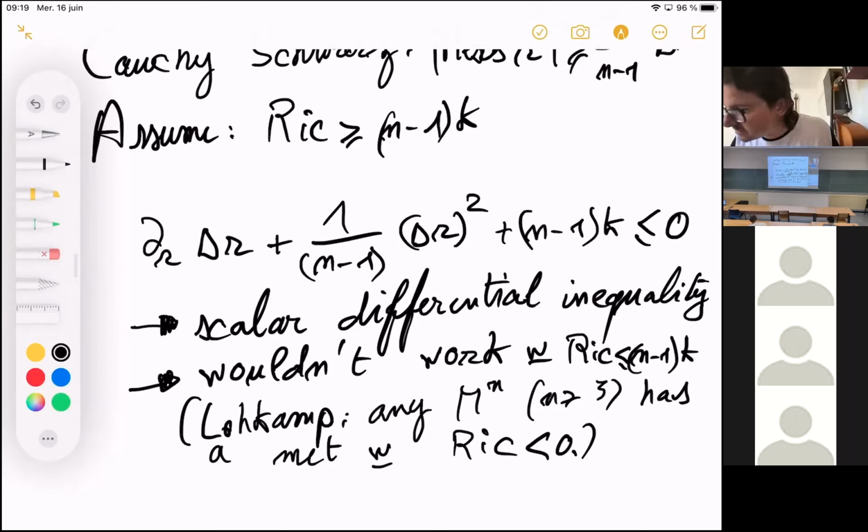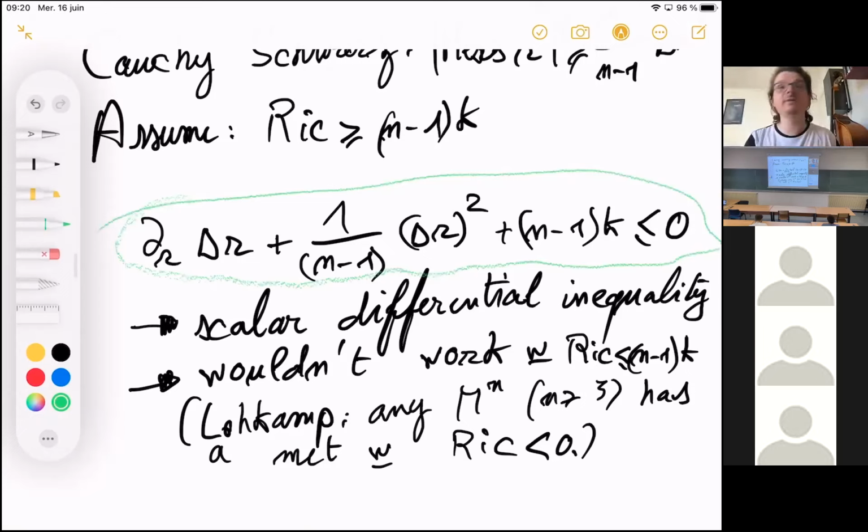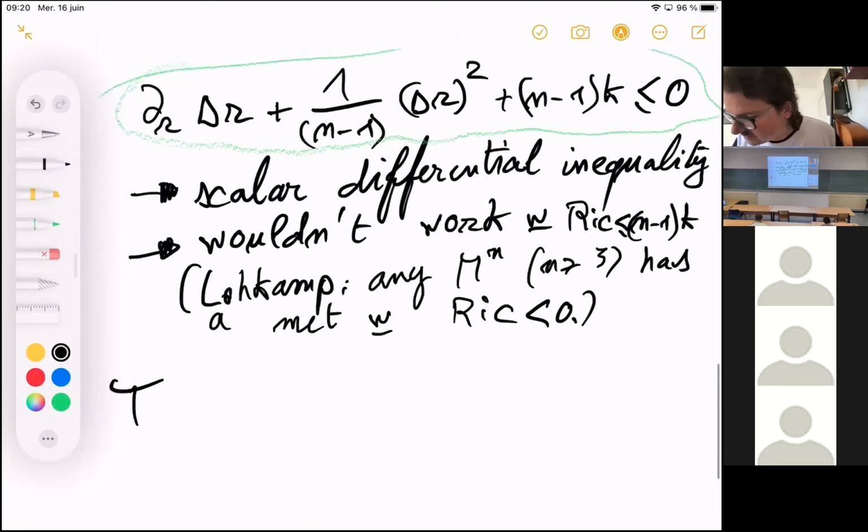But now we can try to integrate that along geodesics through a point. Studying this differential inequality, you can get, oh yeah, I have it in my notes. Let's not spend too much time writing that out. Just copy paste it.